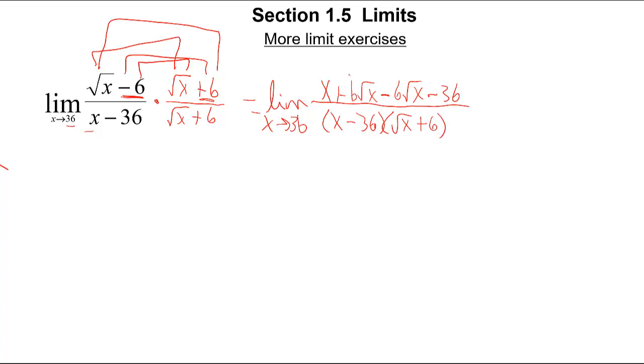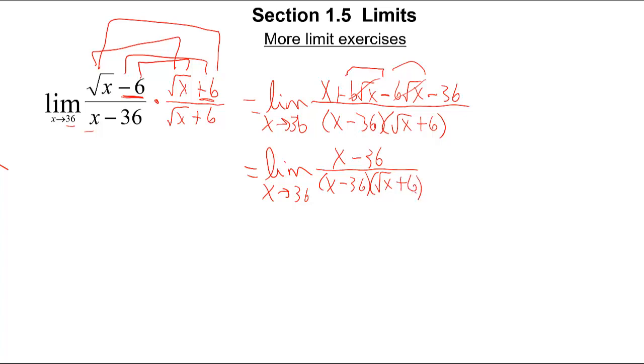But look what happens up top. You get a plus square root of x and a minus square root of x. Those just add to 0. So what you end up with is the limit as x approaches 36 of, up top, x minus 36 over, down bottom, x minus 36 times the quantity square root of x plus 6. Now what happens nicely here is that x minus 36 that was causing the problems when you try to plug in 36 all of a sudden divides out.